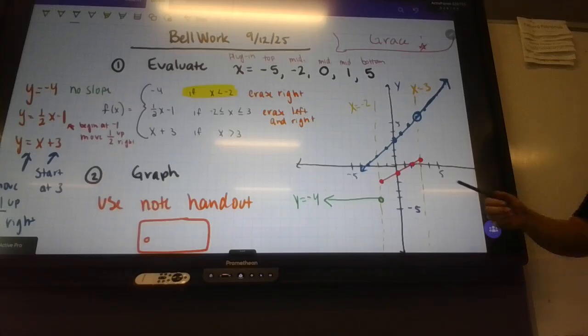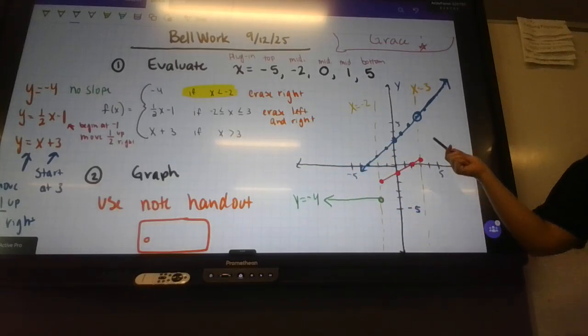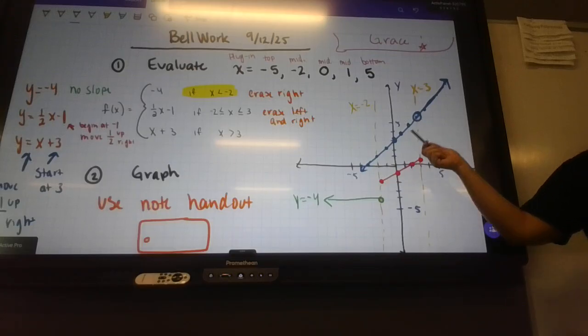Now, this says if x is more than 3 and it's not equal to, so I find the 3 and I already have that dash line. I'm doing an open circle on that and I'm erasing to the left.